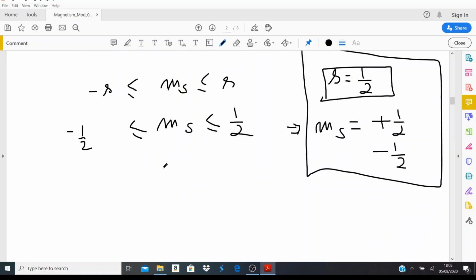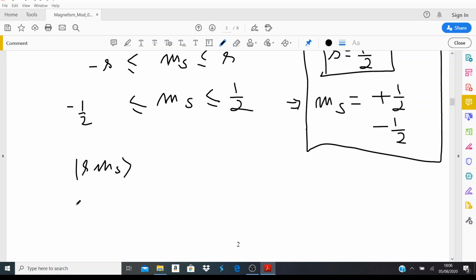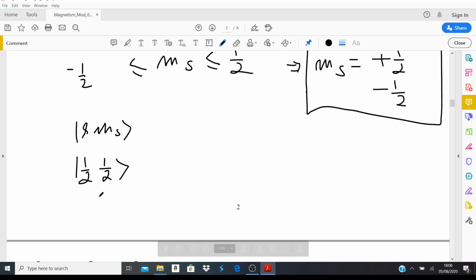So how do we write this state now? For example, let's say the ket is S and then Ms, right? So what is the possibility here? S is always plus half. You cannot change it for an electron. Ms could be plus half, so that's one state. And the other state is s equal to half and Ms equal to minus half, right?